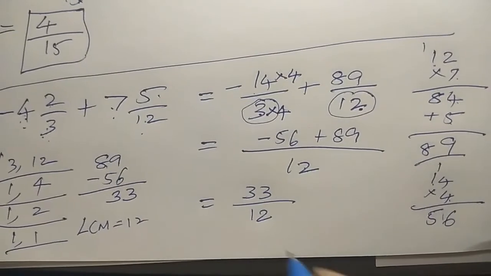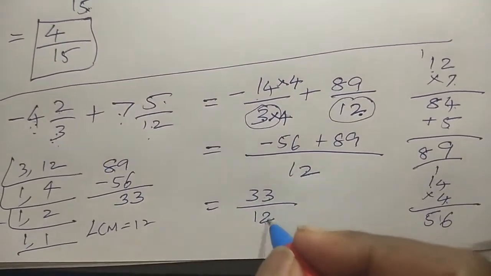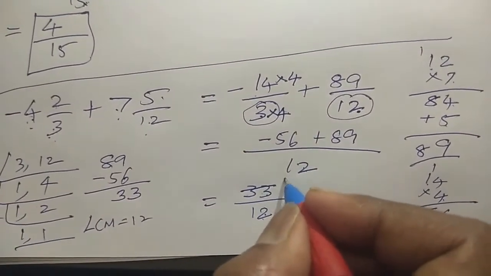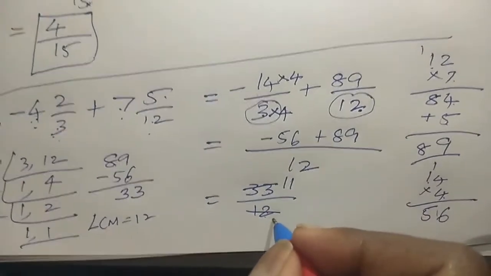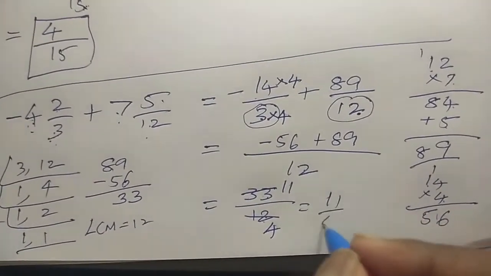Okay, so I got the answer here as 33 by 12, but these two, the numerator and the denominator, will be divisible by 3 table. So we cancel by 3 table. So 3 11s are 33, 3 4s are 12. So what we get as the answer is 11 by 4.